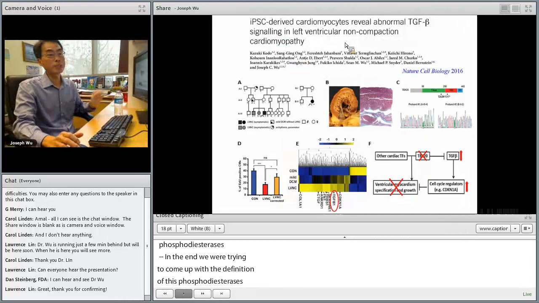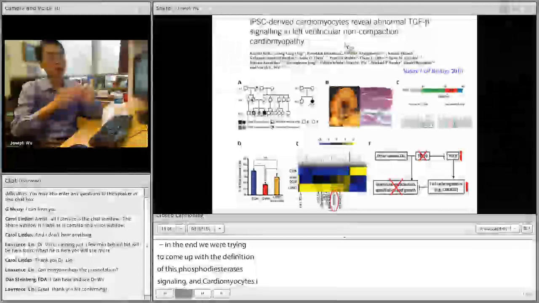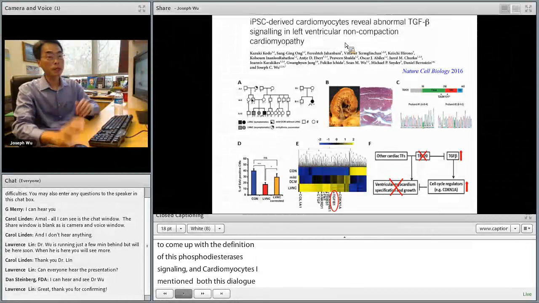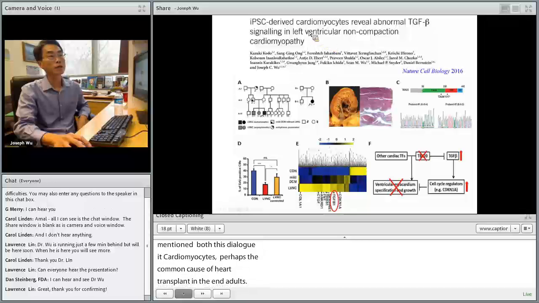Now, I've mentioned both the hypertrophic and the dilated cardiomyopathy. The dilated cardiomyopathy is perhaps the most common cause of heart transplant in young adults. The third most common cause of cardiomyopathy is left ventricular non-compaction. This occurs quite often in pediatric heart disease.